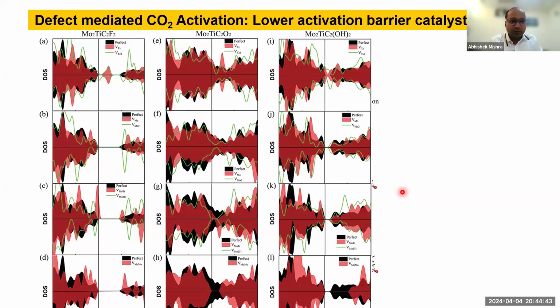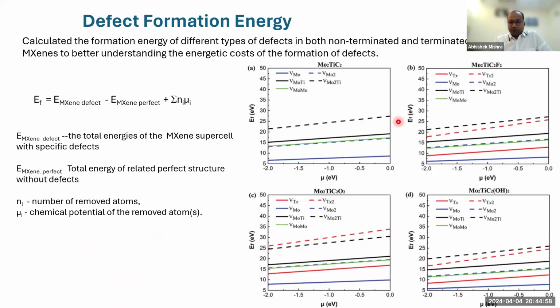We further did the calculation in this direction, and as you can see here, you have the perfect MXene states shown in black, and you have the vacancy states introduced in our system, and we calculated the formation energies. We will not discuss much about these calculations here. We'll be focusing on the CO2 activation here.